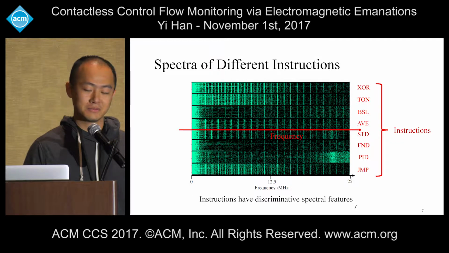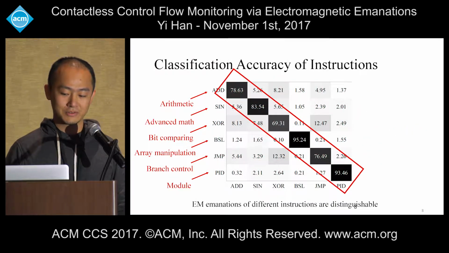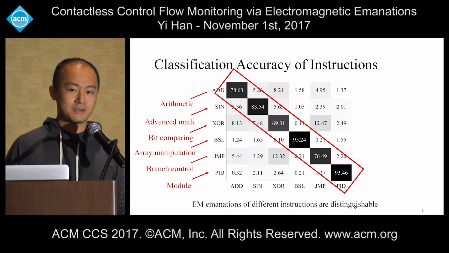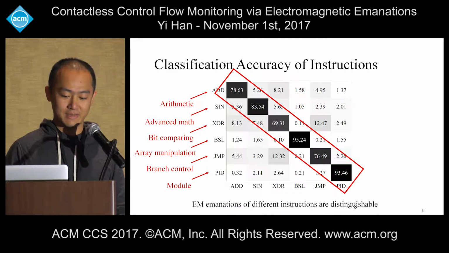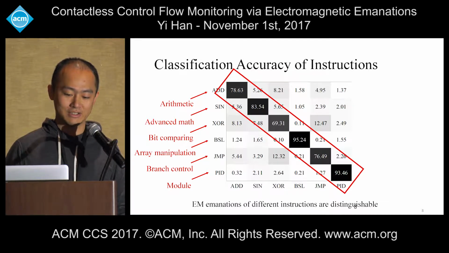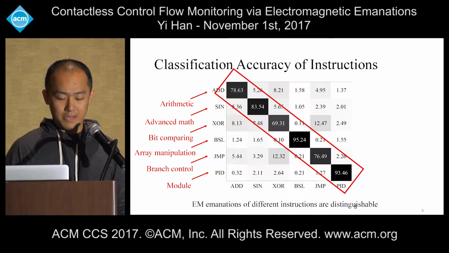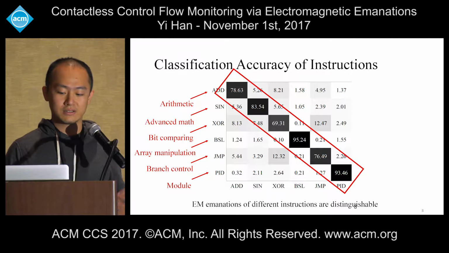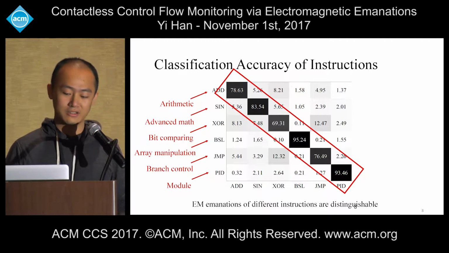To further verify our observations, we conducted classification on these signals. The details of the classification models are shown on the right. Basically, we picked one instruction from each of the PLC instruction categories. These categories include basic arithmetic operations, advanced math, bit comparing, array manipulations, branch control, and some more complicated modules. As can be seen from this confusion matrix, most of the samples we collected are correctly classified into their true class. This means that the EM emanations of different instructions are discriminative and distinguishable.